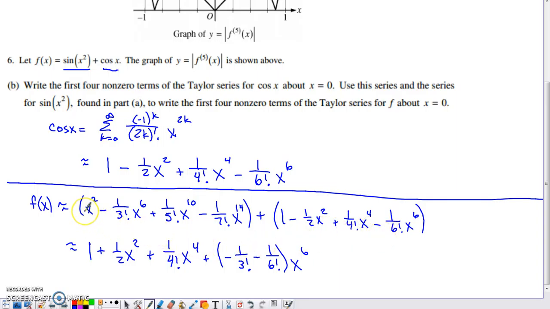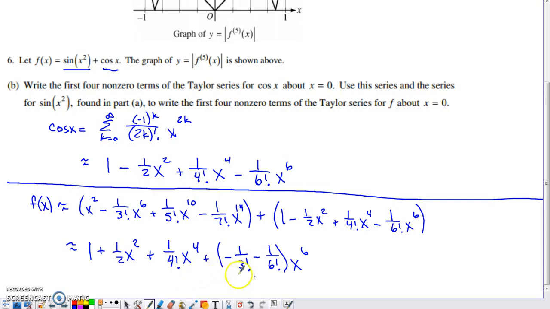So if I combine the 1x squared here plus the negative 1/2 x squared from the series for cosine of x, I get positive 1/2 x squared as the term that involves x squared in the series for f. I don't have anything until a sixth power in the series for sine of x squared. I do have a fourth power in the series for cosine of x. So the next term in the series for f is going to be 1 over 4 factorial x to the fourth.